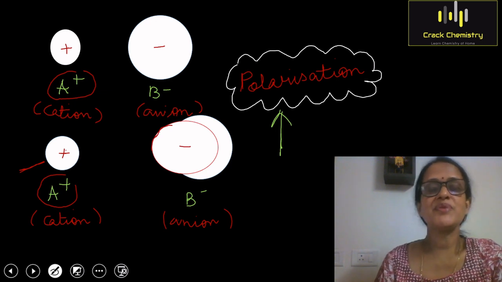The development of covalent character in ionic bonds is decided with the help of a set of rules called Fajan's rules. These Fajan's rules we will discuss in our next part.